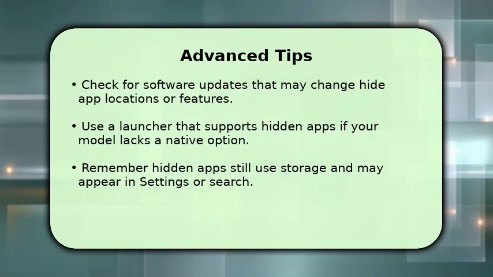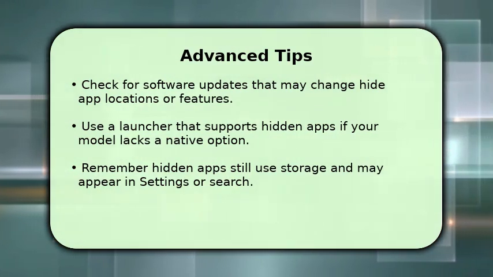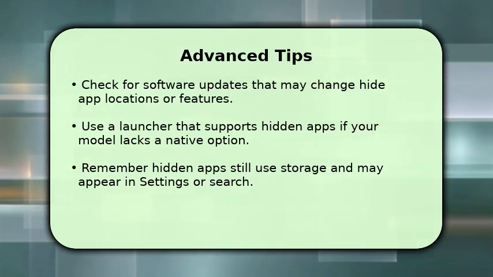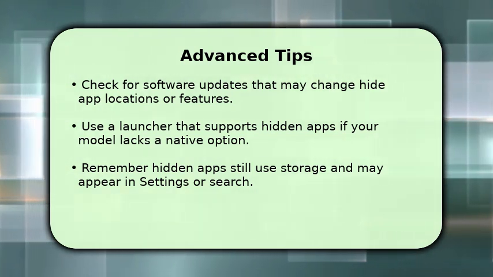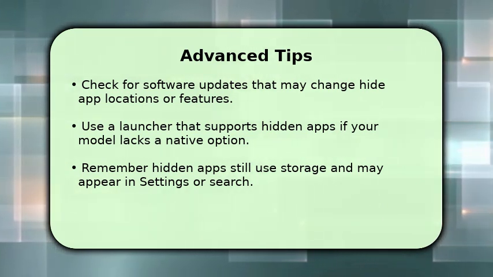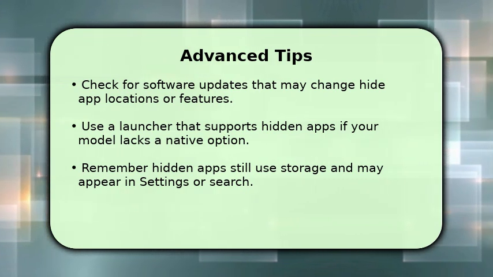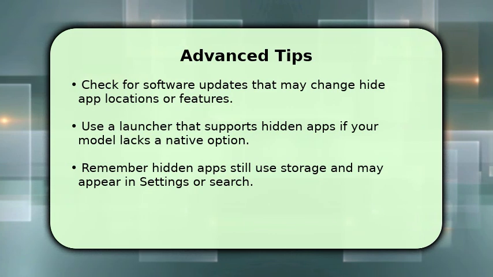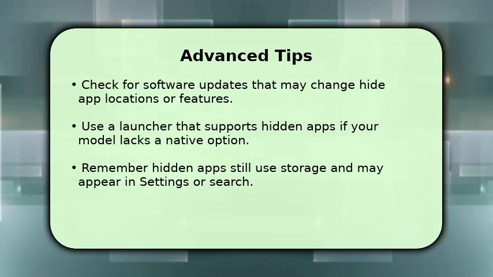If your phone behaves differently, check for software updates and explore Secure Folder settings for extra control. Consider switching to a third-party launcher that supports hidden apps if needed, and remember hidden apps still occupy storage and can show in System Settings or Search unless fully restricted with Secure Folder protections.